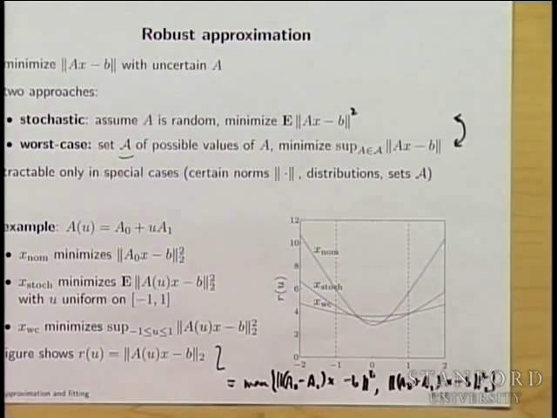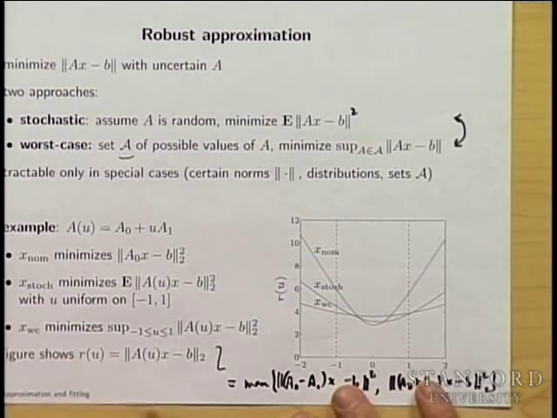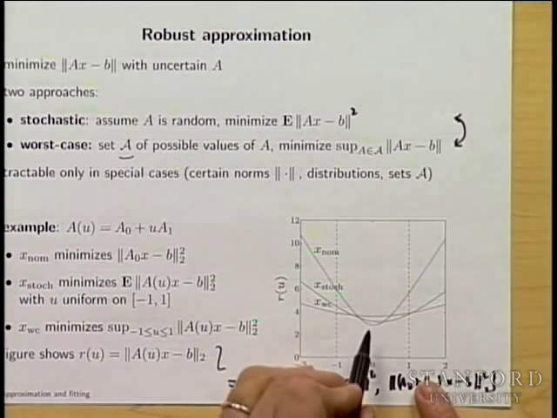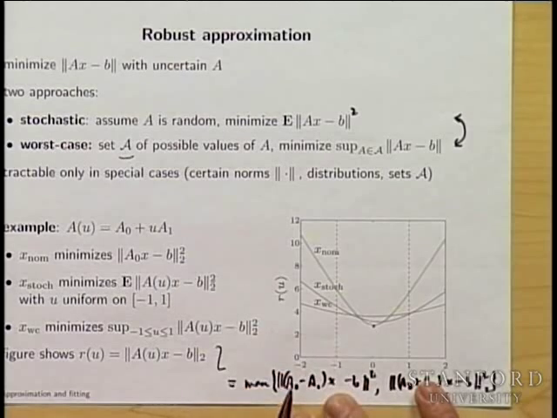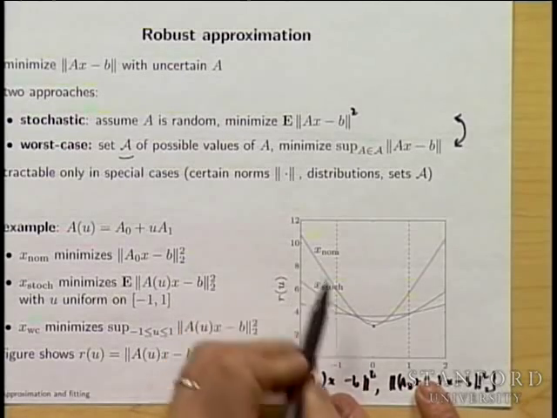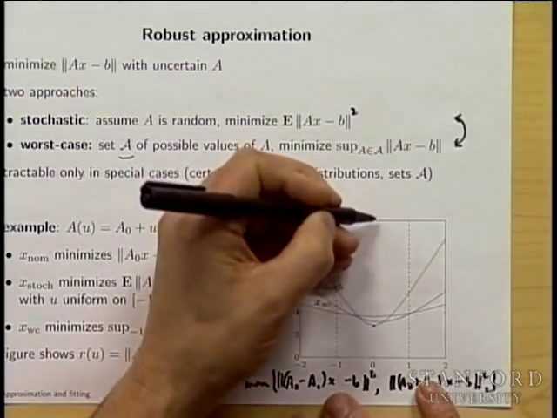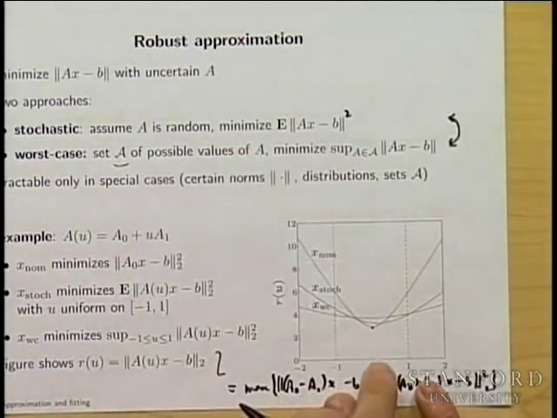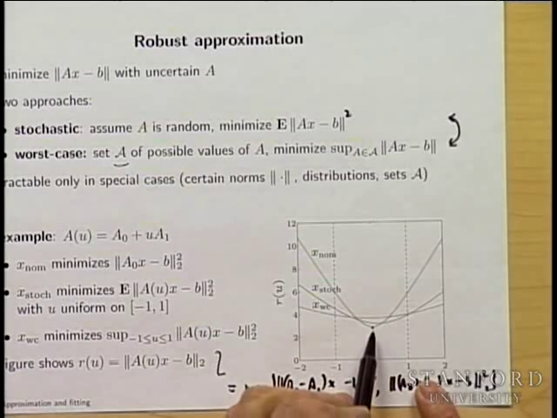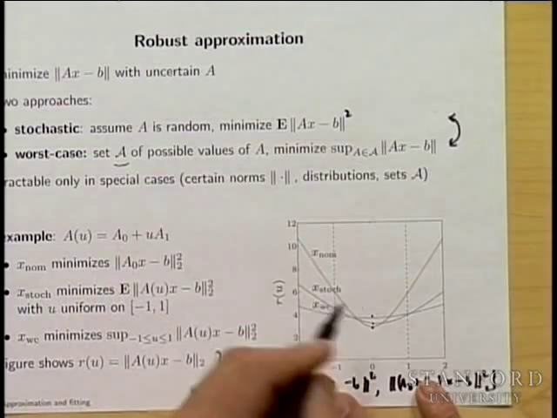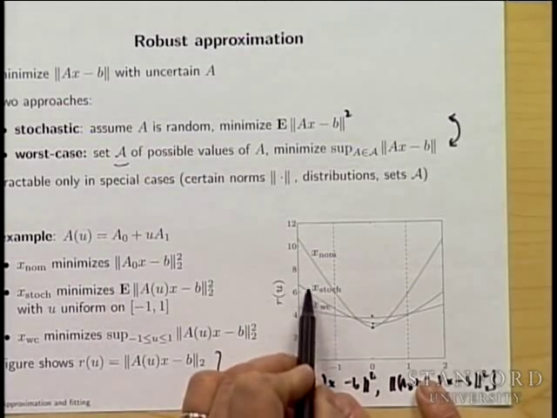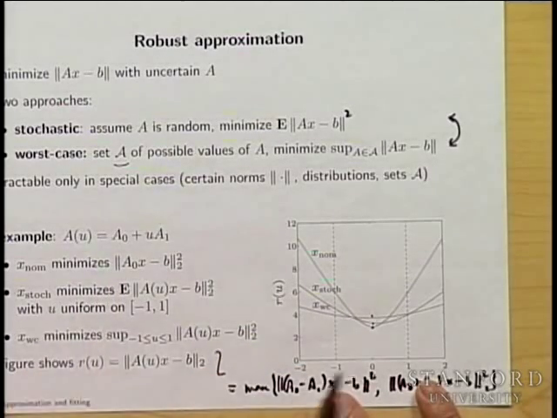Well, they're hardly surprising. This is for some random A1, A0, and so on. Here's what happens. If you look at the nominal choice of x, it minimized the residual when u equals 0. So it had to be better than the other two. By definition, it minimizes the residual. So in the other two you gave up something. This is the stochastic one, and it minimizes the average if you had a uniform distribution on here.